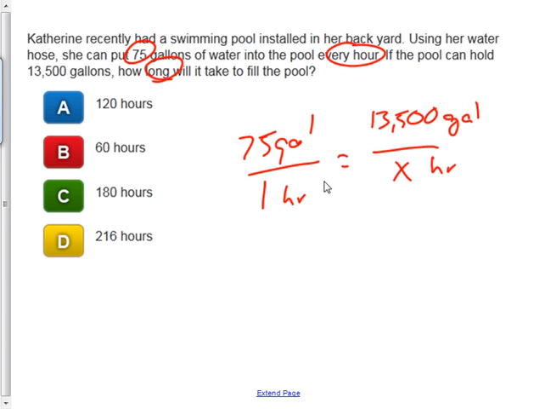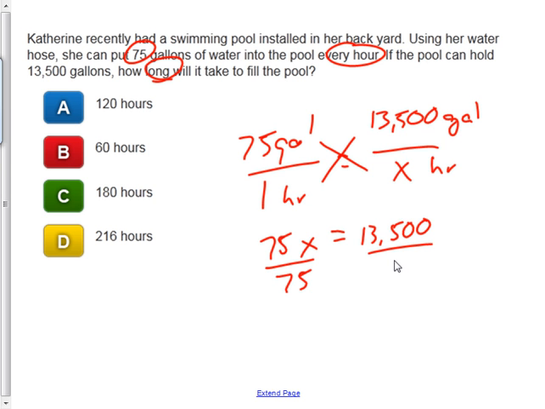Again, as normal with proportions, we cross multiply and then divide by the coefficient. So 75 times x is 75x, and then 1 times 13,500 is just 13,500. Got to divide both sides by the coefficient, which is 75. And so 13,500 divided by 75 gives us 180 hours. So that would be our answer right there.